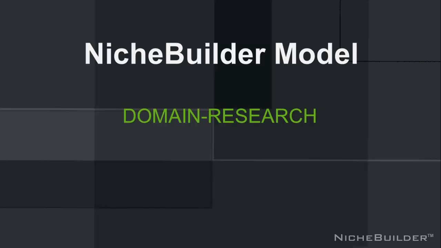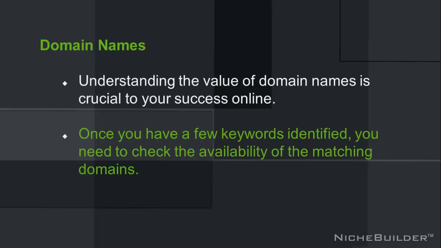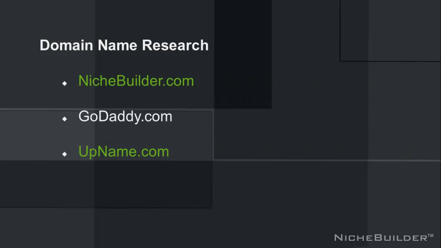In this video, we're going to talk about domain names and understanding the value of domain names and how crucial it is to your success online. Once you have a few keywords identified, you're going to need to check the availability of the matching domains. We can do this either using NicheBuilder, GoDaddy.com, or Upname.com.